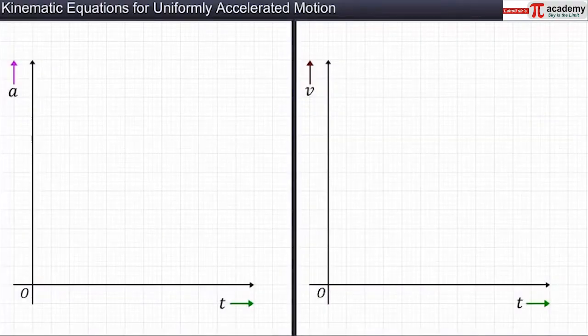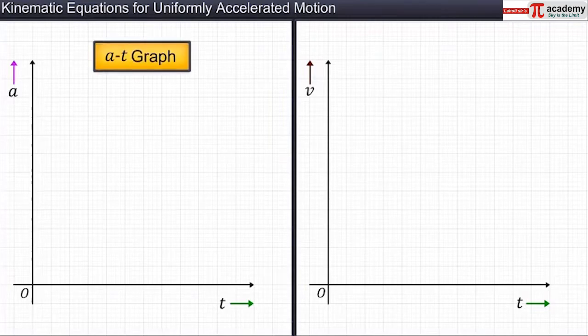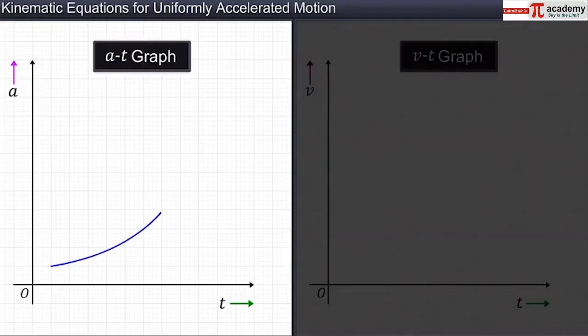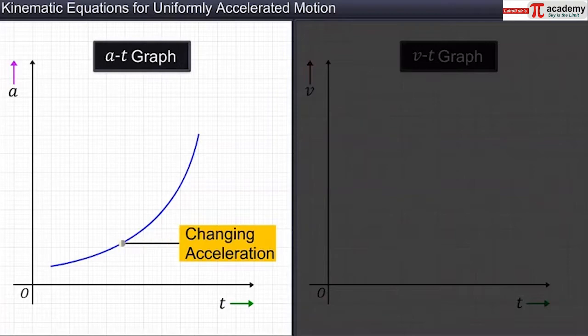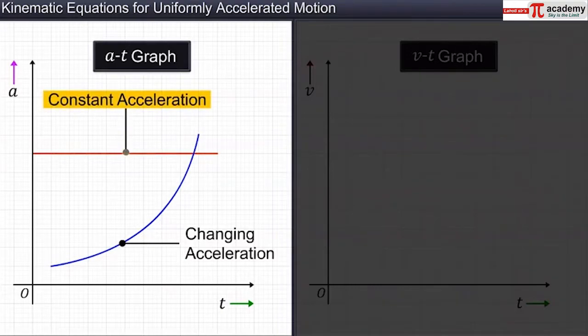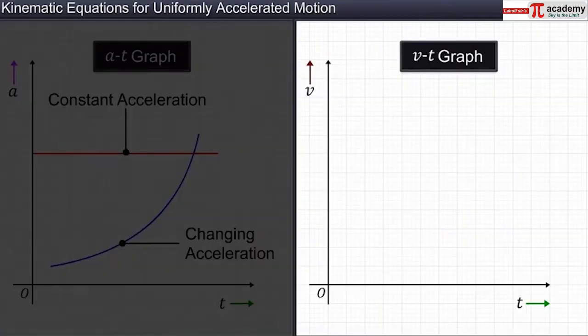Before deriving the kinematic equations, we have to learn about a-t and v-t graphs. You know that acceleration can change with time and the position of the body. Here, we will deal with bodies moving with constant acceleration. VT graphs help us understand the given problems a little more clearly and solve them easily.